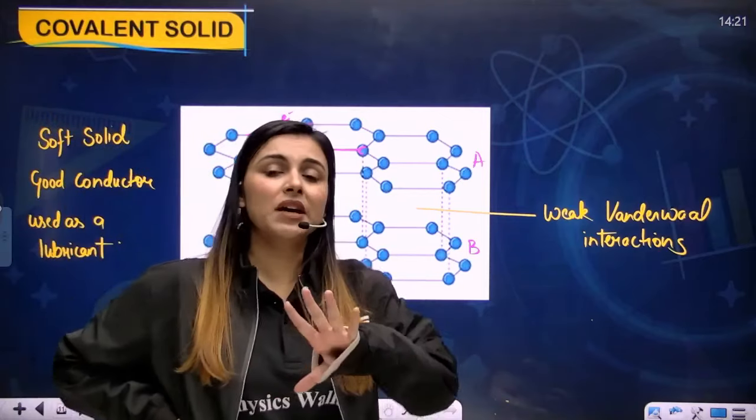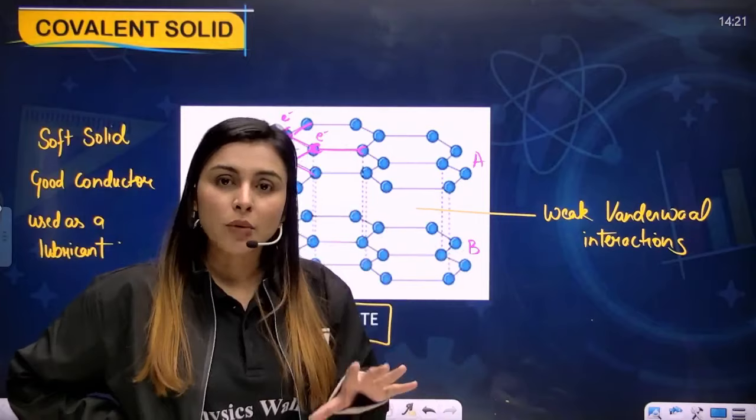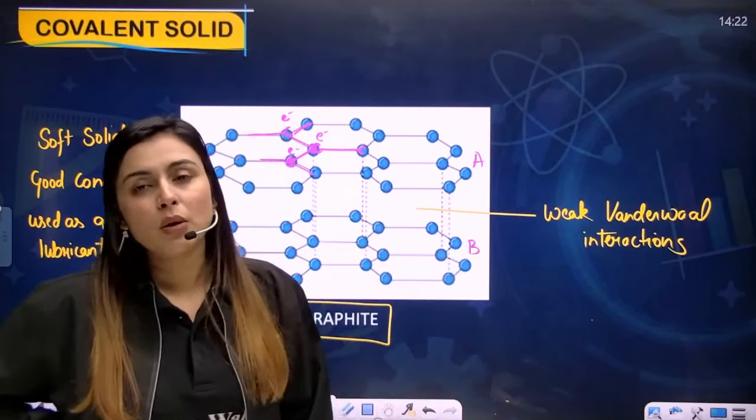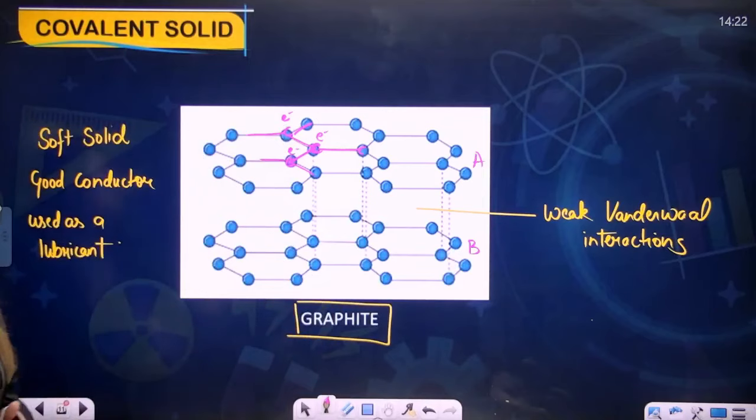So graphite behaves a little bit differently from the properties we have studied about covalent solids. So we need to know about those. Please write it down and then we'll move forward. Can I have water again? You write it down, I'll have water, and then we'll move forward.